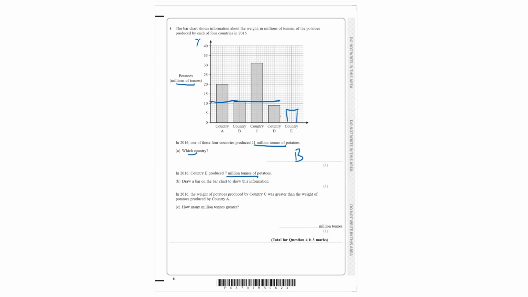In 2016, the weight of potatoes produced by country C was greater than the weight of potatoes produced by country A. How many million tons greater? That means we have to find the difference. So that means C subtract A. So if we find country C, we can see that they produced 31 million tons. 31 million. And then country A produced 20 million. So 31 minus 20 is 11. So the difference is 11 million tons.